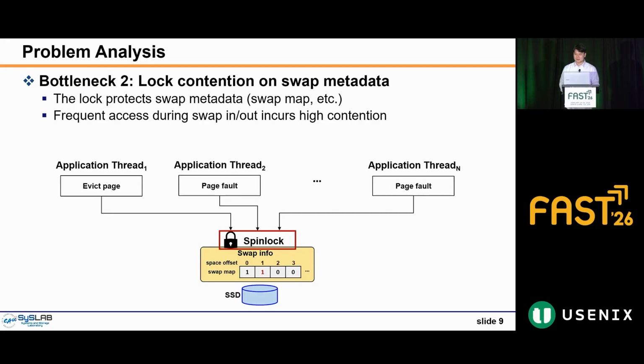The second bottleneck is lock contention on swap metadata. Swap in and swap out both update metadata like the swap map. In Linux, this metadata is protected by a swap metadata lock. So when many cores swap at the same time, the lock becomes very hot. This is one main reason why Linux swap throughput stops scaling.